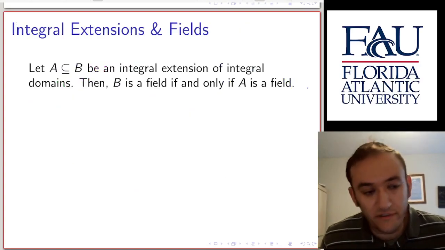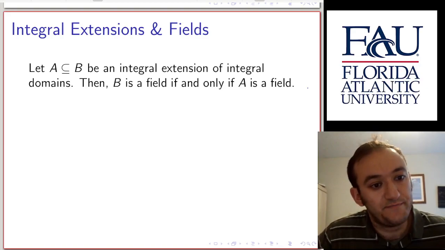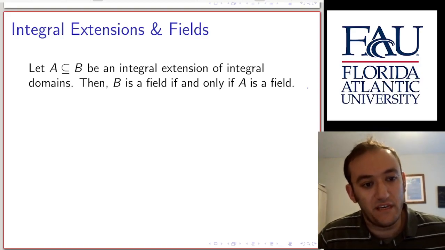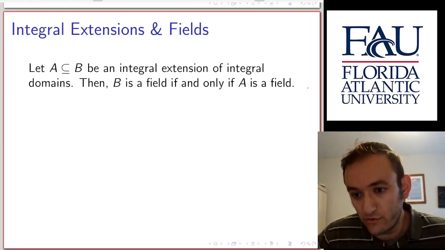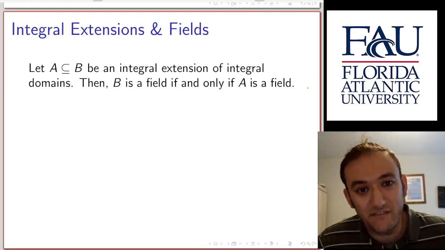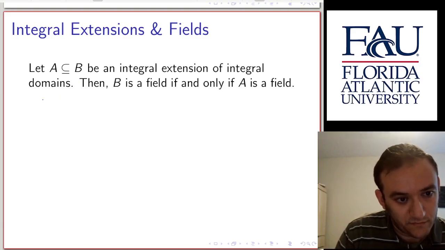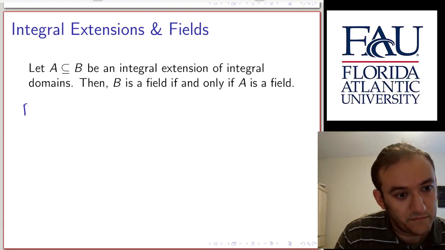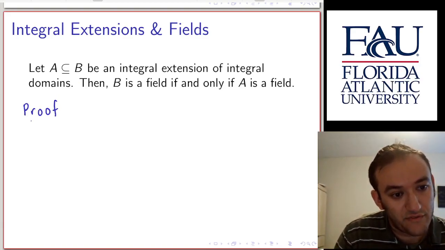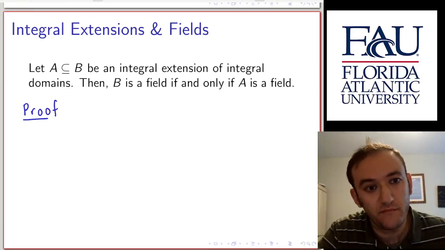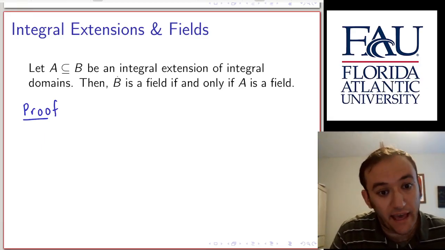First off, we're going to prove a lemma about integral extensions and fields. Suppose B is an integral extension of A, both integral domains. Then B is a field if and only if A is a field. Okay. So let's prove this theorem. Start by supposing A is a field.